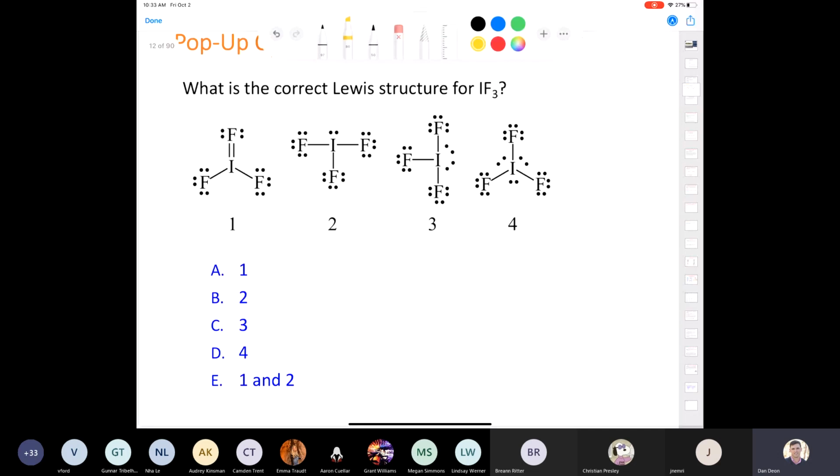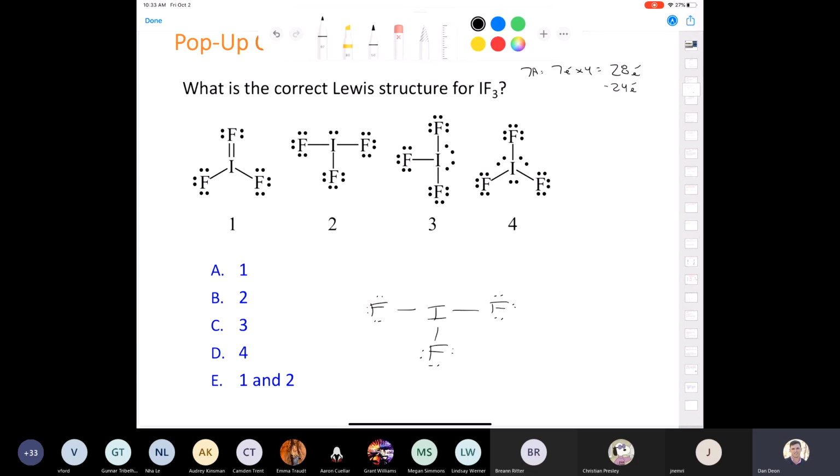The correct Lewis structure for iodine trifluoride. Well, both iodine and fluorine are in group 7A, and 7A means they've got 7 valence electrons, and we have a total of 4 atoms with 7 valence electrons. That means we have 28 electrons. So we're going to start with our iodine in the center. We're going to draw bonds to our fluorine like that. And we know that fluorine will only ever have 1 bond and 3 lone pairs like this. So now we've used up 8 times 3, which is 24.